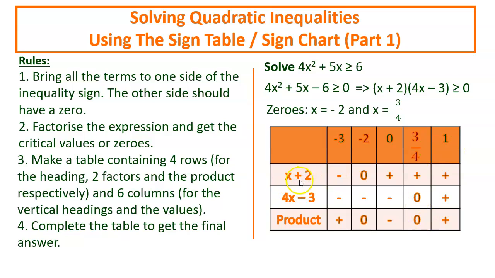Finally, 1. 1 plus 2 is 3, a positive number, and 4 times 1 is 4 minus 3, again a positive 1, so a positive number. Positive number times positive number is a positive product.